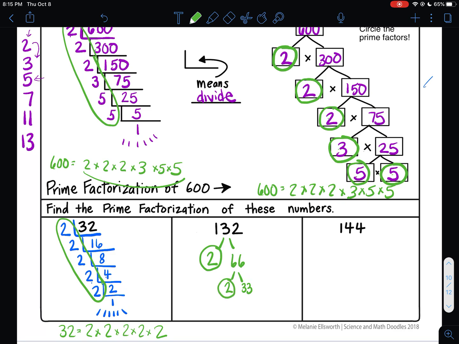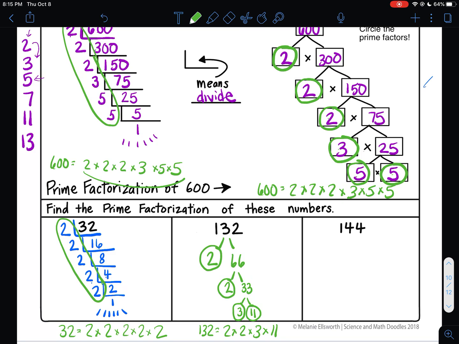2 is prime, so I'm going to circle it. Then 33 is not divisible by 2, so then I jump up to 3. It actually is divisible by 3. 33 divided by 3 would be 11. So, oh look, 3 is prime, and actually 11 is prime as well. So I'm done. I can't break down any more numbers because they're all prime. So my prime factorization would be 132 equals 2 times 2 times 3 times 11.